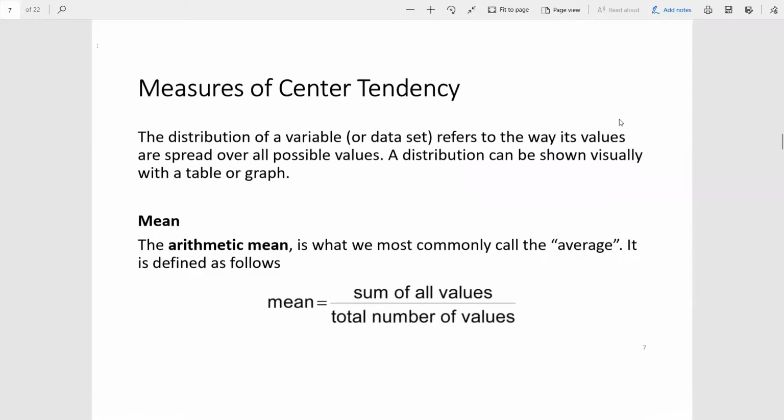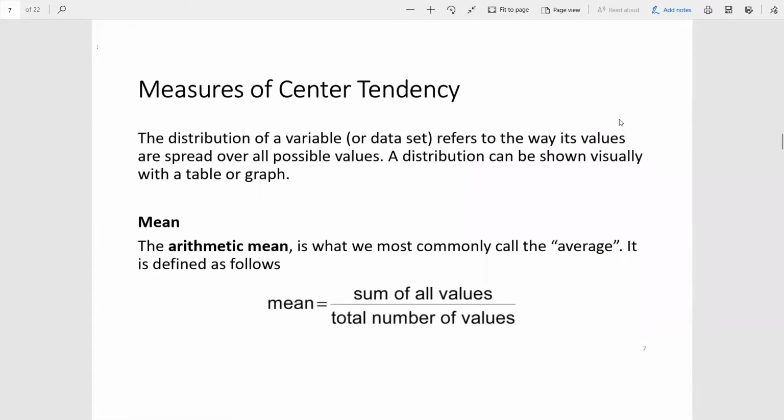So let's look at some definitions. Let's talk about the measure of central tendency. We could talk about the distribution of a variable or a data set, and this refers to the way its values are spread over all possible values. A distribution can be shown visually with a table or a graph.